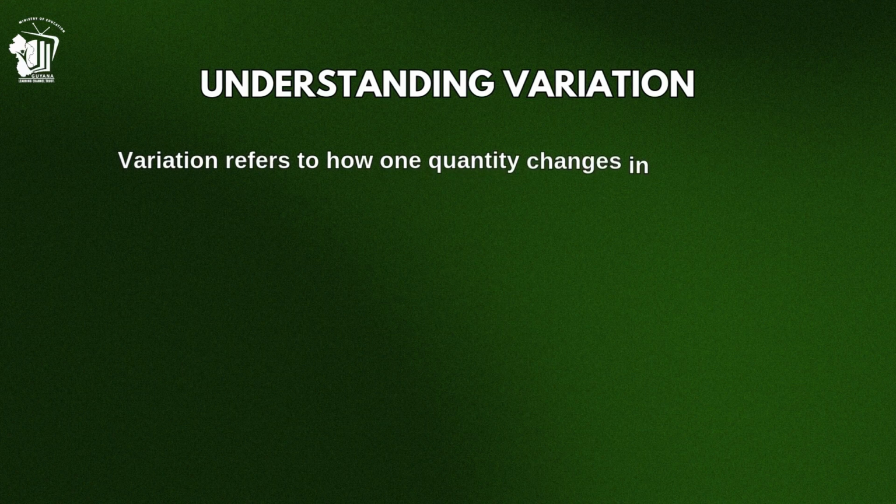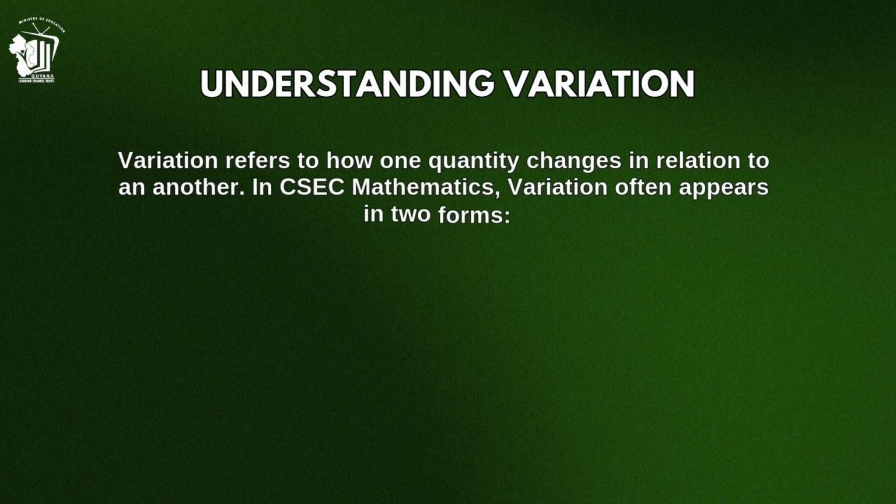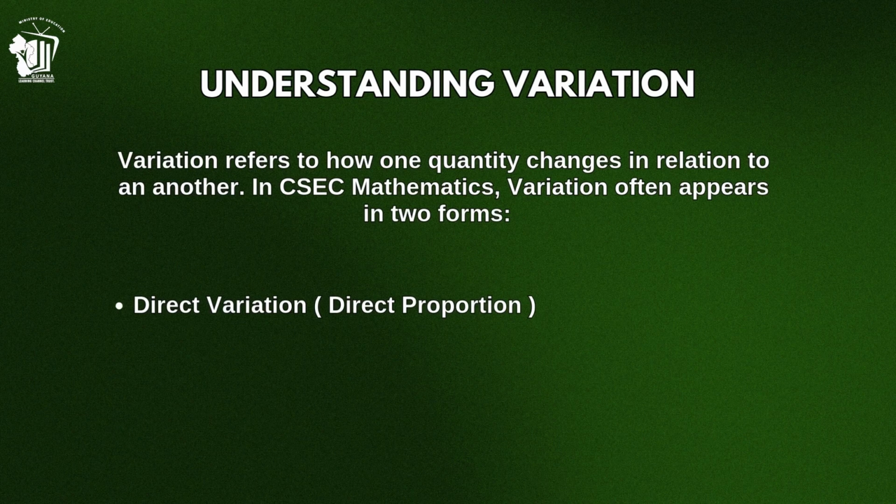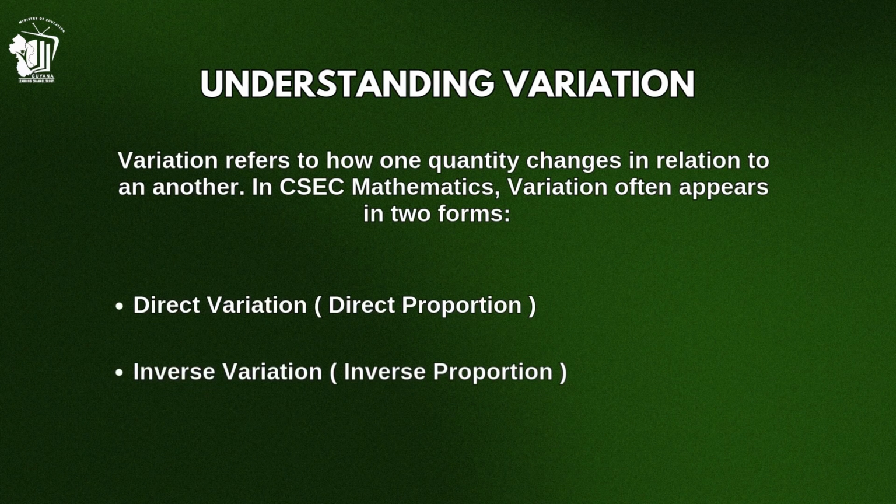So first things first, let's understand what we mean by variation. Variation refers to how one quantity changes in relation to the other. And in CSEC mathematics, variation often appears in two forms. Firstly, direct variation, which is sometimes called direct proportion, or inverse variation, which is sometimes called inverse proportion.